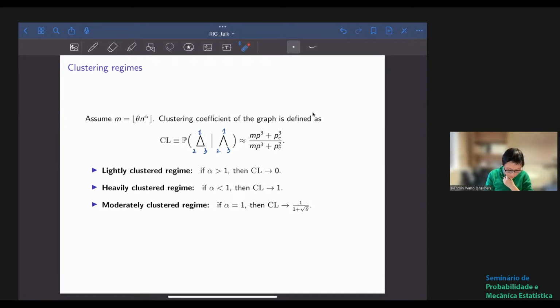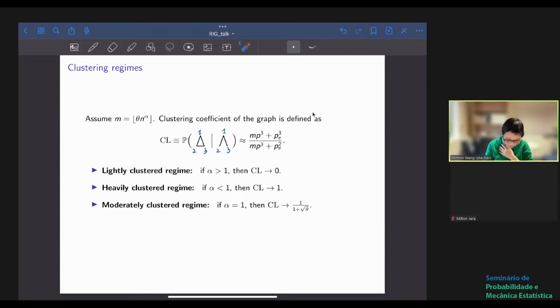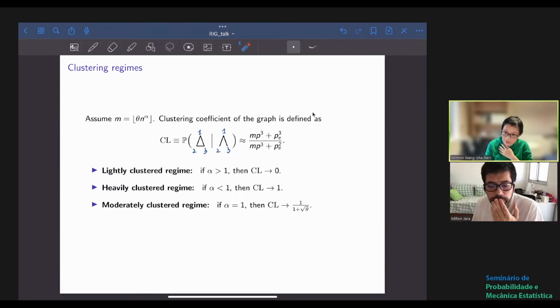Indeed, so I'm going to call this regime the lightly clustered regime. In the opposite case, where alpha is less than 1, the term mp squared will dominate, and then the clustering coefficient will tend to 1. And between these two cases, okay.